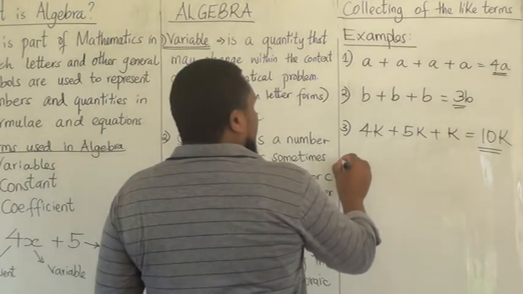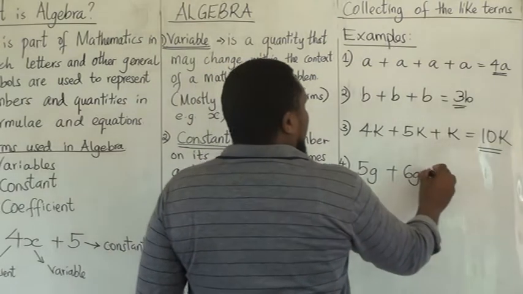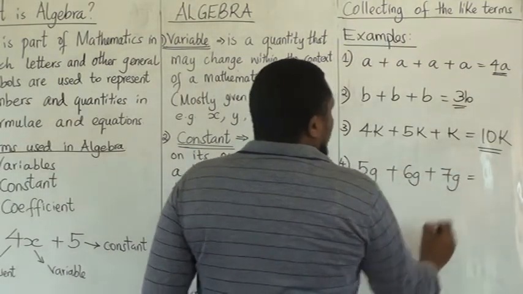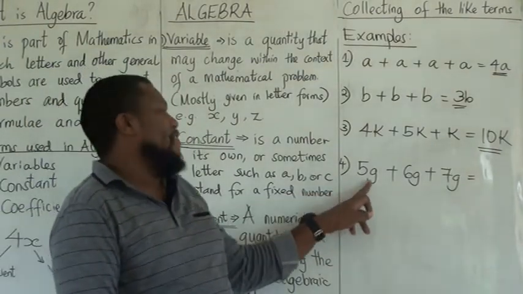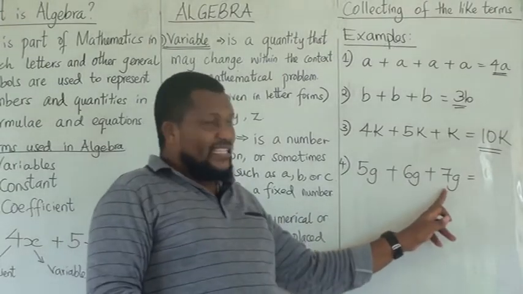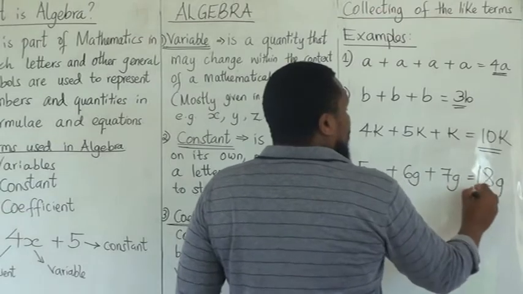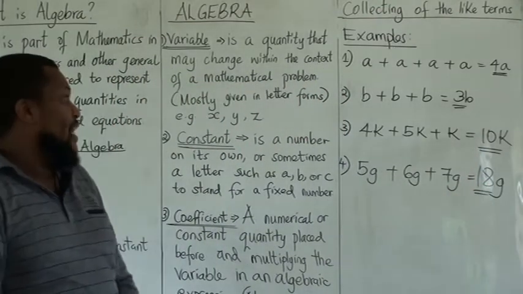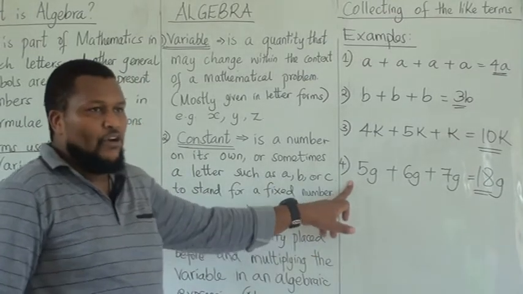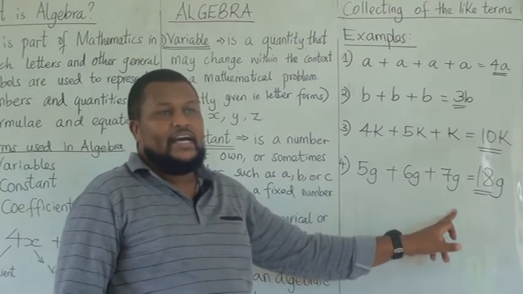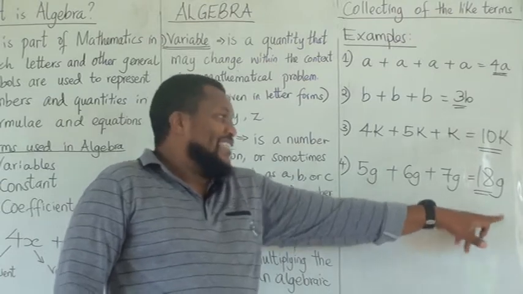We can have also 5G plus 6G plus 7G. Here we are adding the coefficients. 5 plus 6, 11, plus 7, we get 18. So therefore, we shall have 18G. So you note that when we are collecting the like terms, we are adding the coefficients together and getting the total. And then we are remaining with our variable as it is.